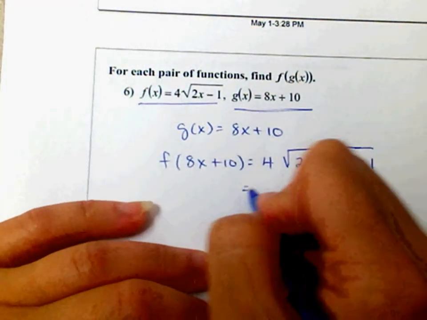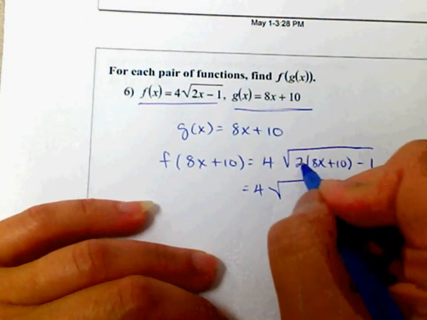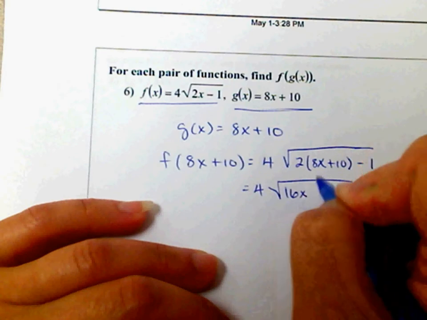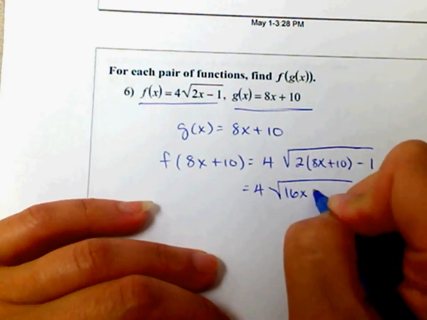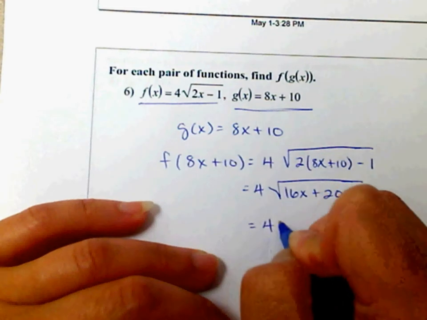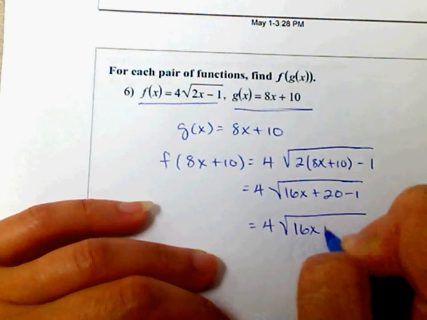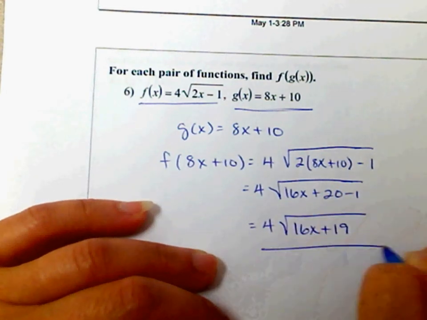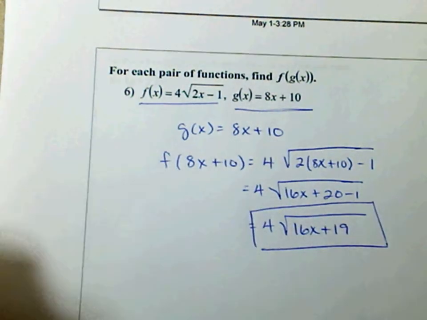Simplify underneath your square root. 2 times 8x is 16x. 2 times 10 is plus 20 minus 1. Simplify, so you have 4 square root of 16x plus 19. Cannot make it any smaller. That's your final answer.